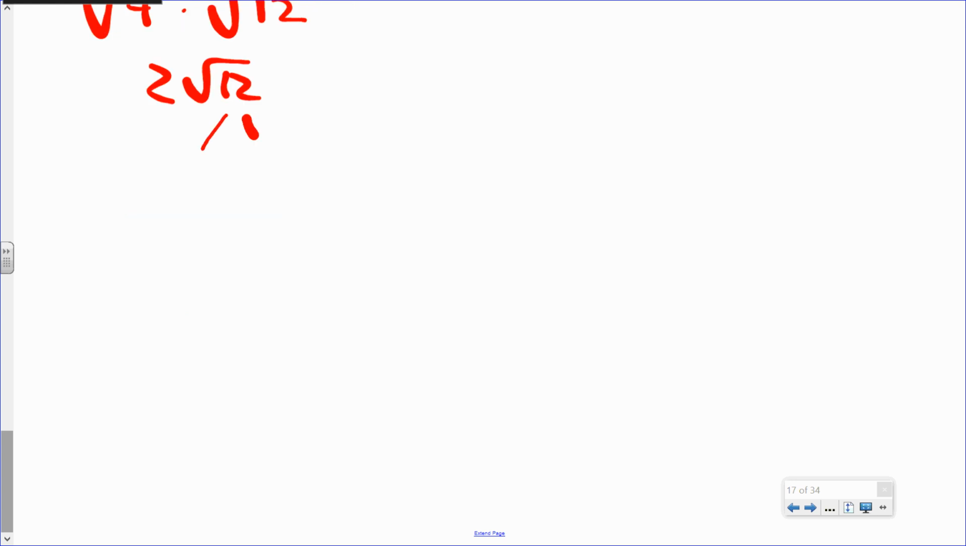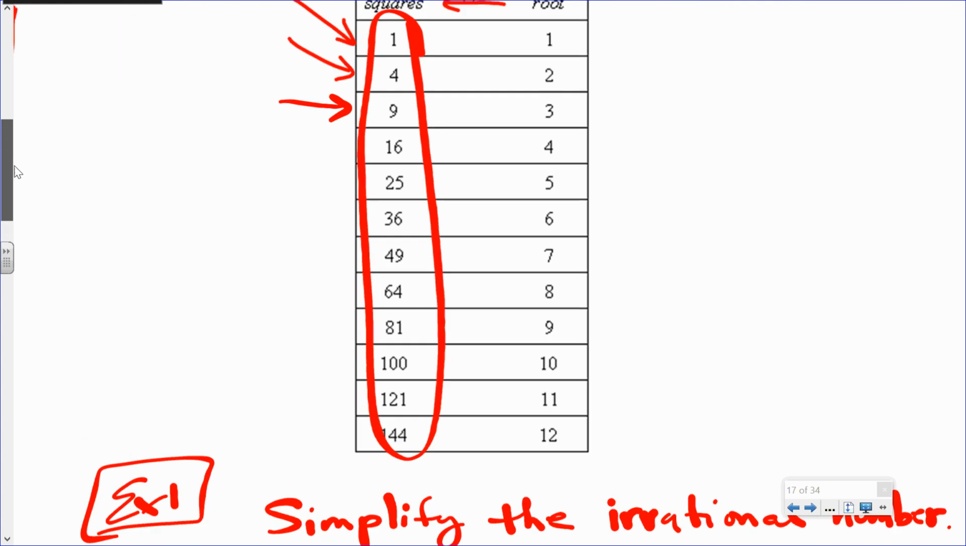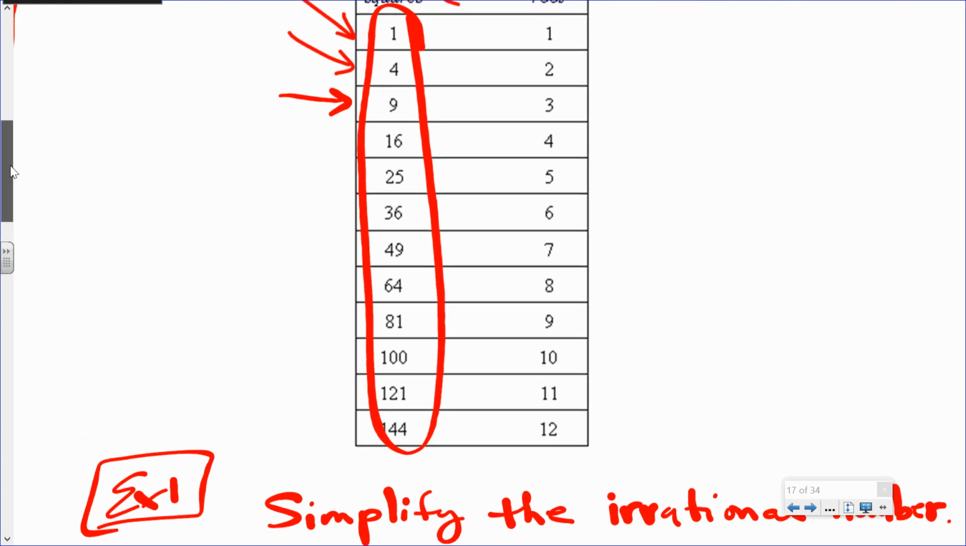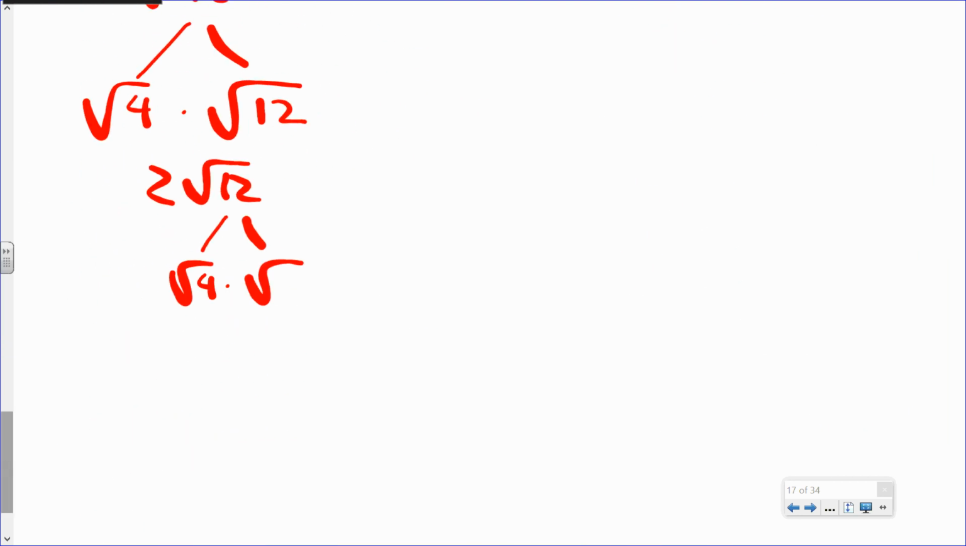Look at it. What are some perfect square factors of 12? Let's go back up here. What numbers up here fit in the 12? 4, huh? It's a perfect square. So now I have to break down 12. So rad 12 is rad 4 times rad 3. Rad 4 becomes 2. So I got 2 rad 3 here. But this 2 comes down to my final answer here. Don't forget about that 2 that came from the square root of 4.